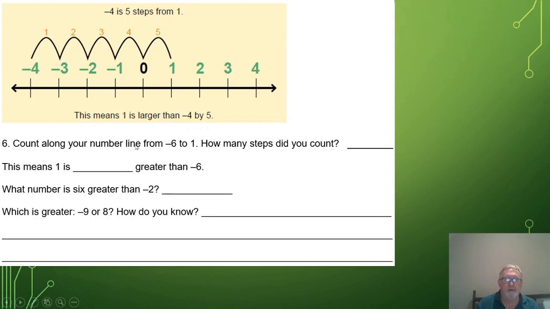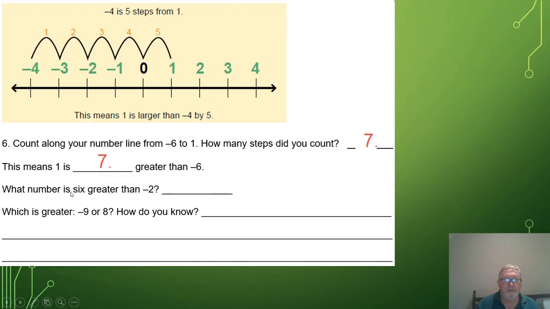So I want you to count along your number line from -6 to 1 and tell me how many steps that was. Jot down your answer once you've worked it out. How many steps from -6 to 1? Did you say 7? I hope so. Therefore, 1, which would be here on this number line, is how much greater than -6? Just like in our example up here, it would be 7.